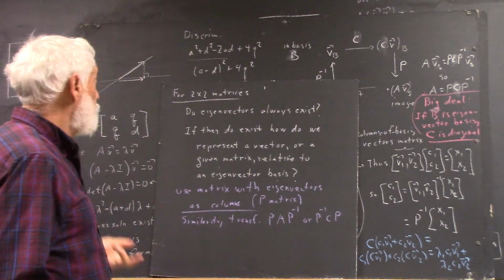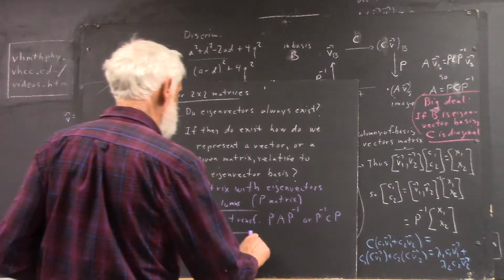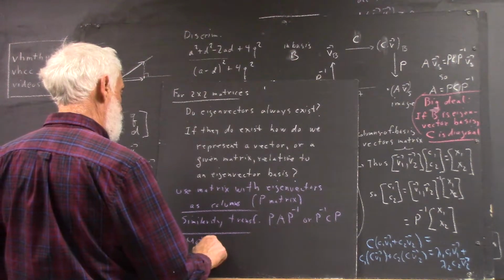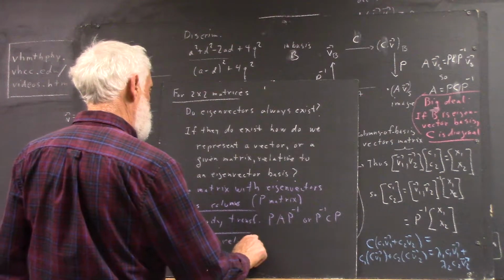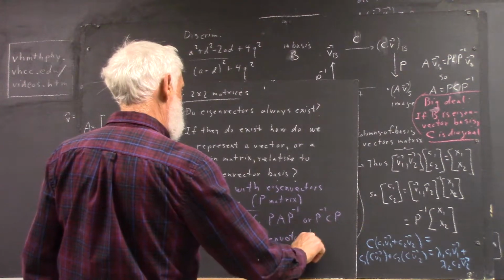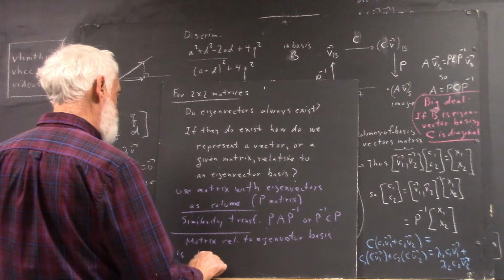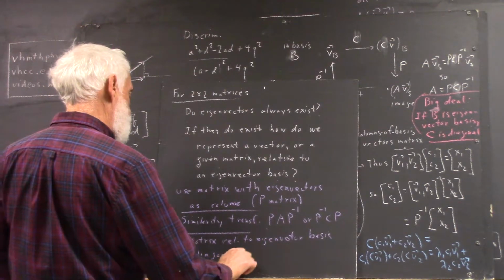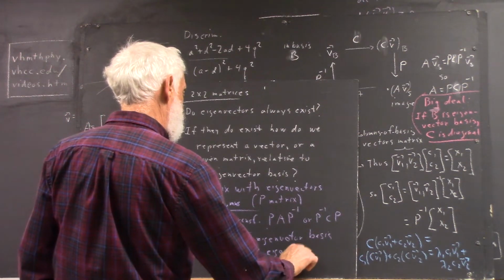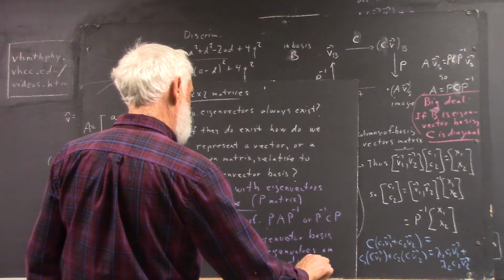Okay, so really those are the questions we want, and we want to note that the matrix relative to the eigenvector basis is diagonal with eigenvalues on the diagonal.